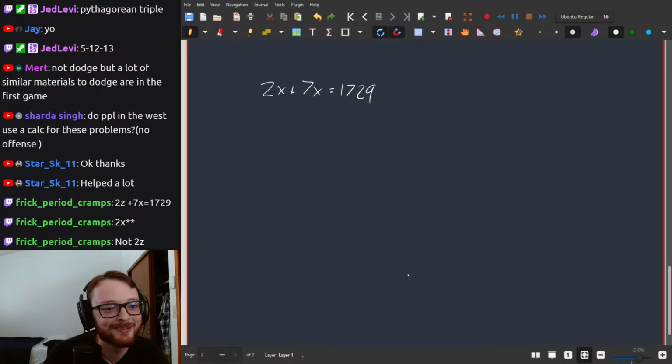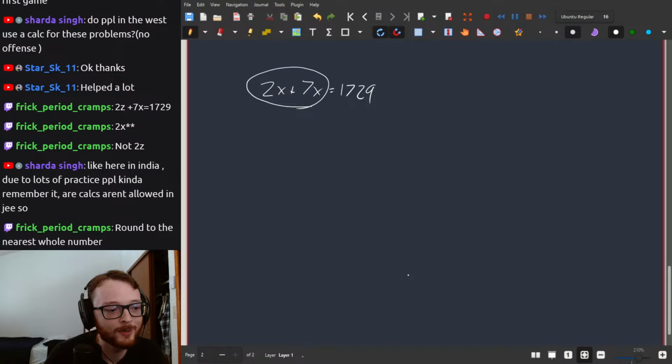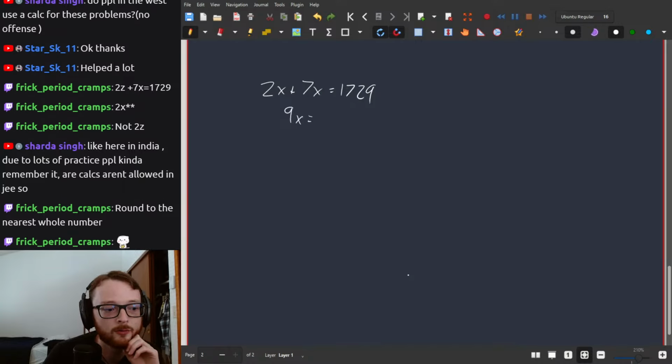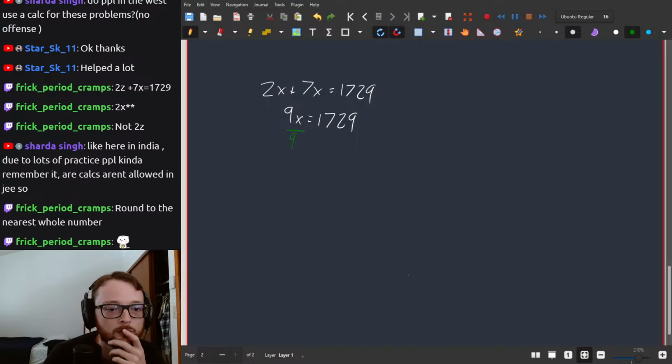Okay, so the goal here is to get all the x's together, and so we have a 2x and a 7x. These are common terms because they both just have an x, so we can add whatever's in front. So 2 plus 7 is 9, so we get 9x equals 1729. And now the last step to isolate x is to divide out this 9 from each side, because what that does is it cancels out this 9 over here, and then we just have division to do on the right-hand side.